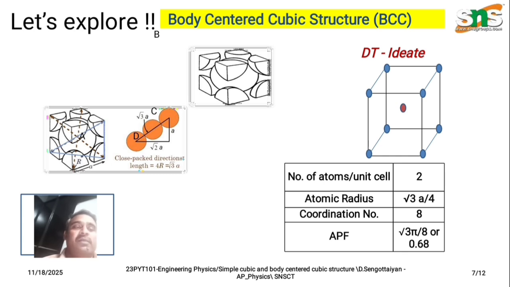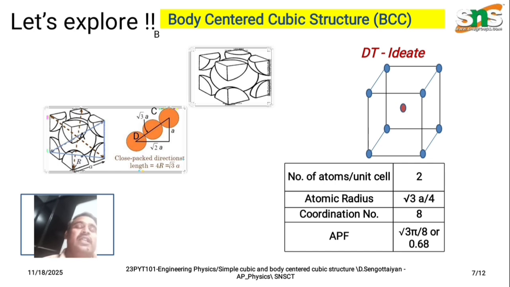Then the atomic radius of BCC is a root 3 by 4. The coordination number of BCC equals 8. The particular BCC atom is surrounded by 8 corner points, and any corner point is surrounded by 8 BCC atoms. So finally the answer is 8. Then the APF value of BCC is 0.68.